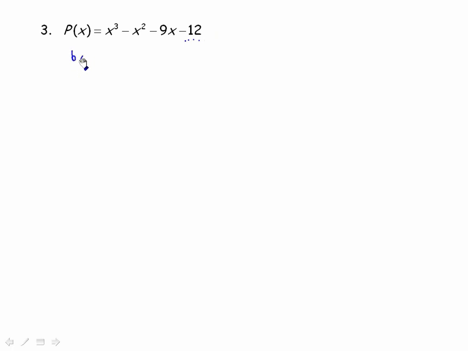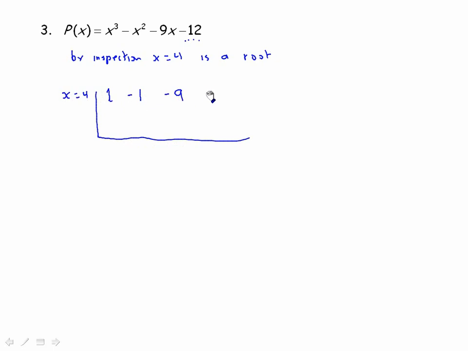So by inspection, x equal 4 is a root. Now if you didn't do it like that, you try 1, you try negative 1, etc., and you'd eventually get to your answer. So I will try x equal 4, put it into this expression. We're all there. Like we're not missing any x terms, so we can go 1, negative 1, negative 9, negative 12.